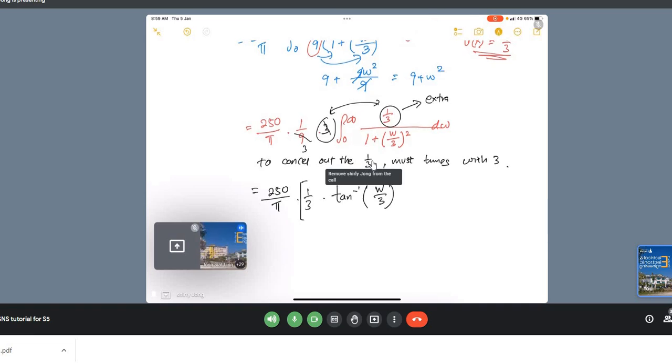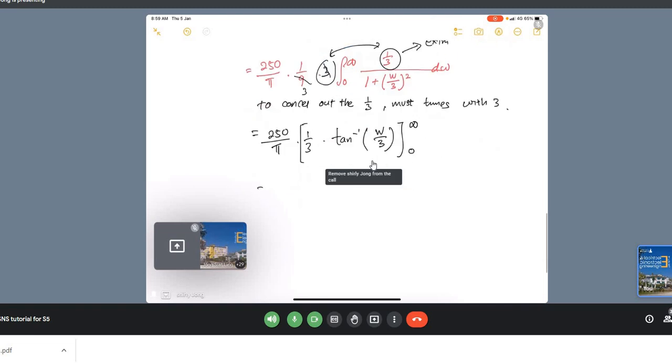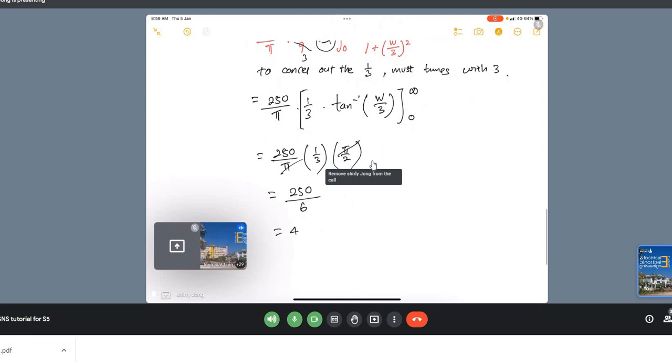So this part is the part that I need to substitute with the value. Inverse tangent omega over 3, what do you get? You get pi over 2. Okay, so you obtain 250 divided by 6. This one can cancel out. So you get 41.67 joule. Okay, class?